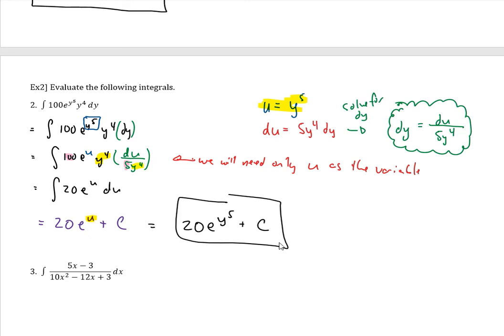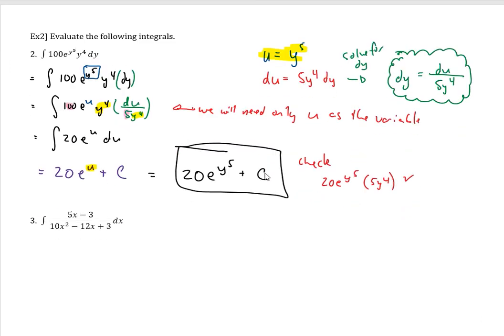And that's it. And then, like always, I would say do a quick check with the derivative. The derivative of that exponential function is itself times the derivative of the power, which would be 5y to the 4. And then 5 times 20 is 100, and y to the 4 is there. Everything's good. It matches. All right, so there we go. Okay, so let's see a couple others.